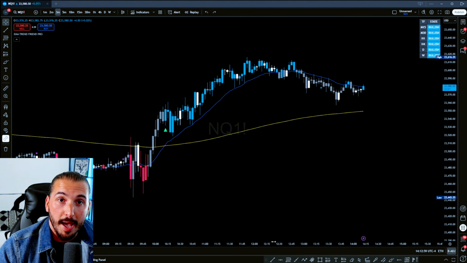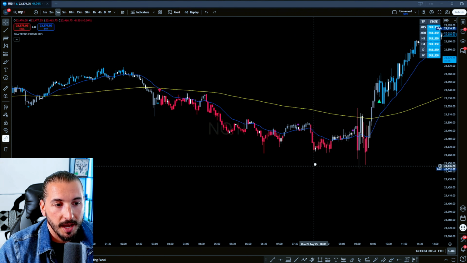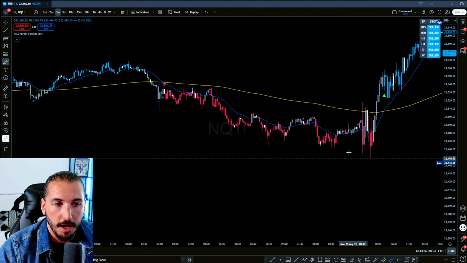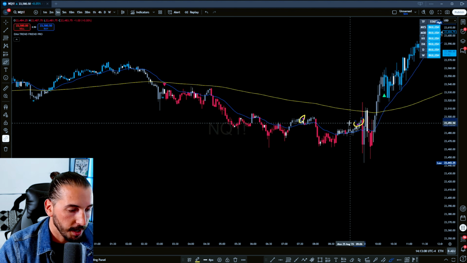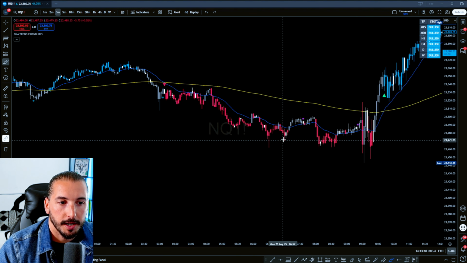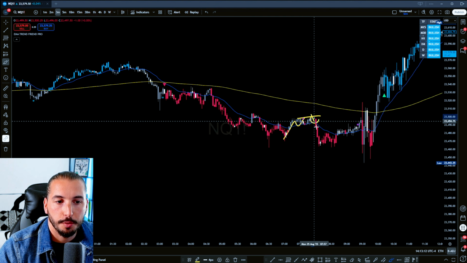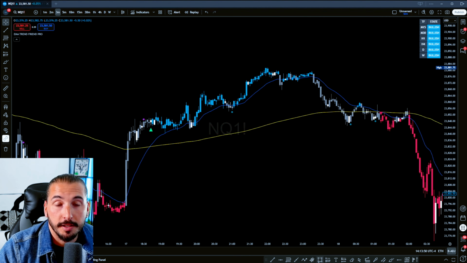Now that we've gone over bearish setups and bullish setups, what else do we have in here? The next thing we have are these two legs. Purple dots are going to represent two-leg pullbacks, 1, 2, for potential bearish breakdowns. And green dots are going to represent bullish two-leg pullbacks.